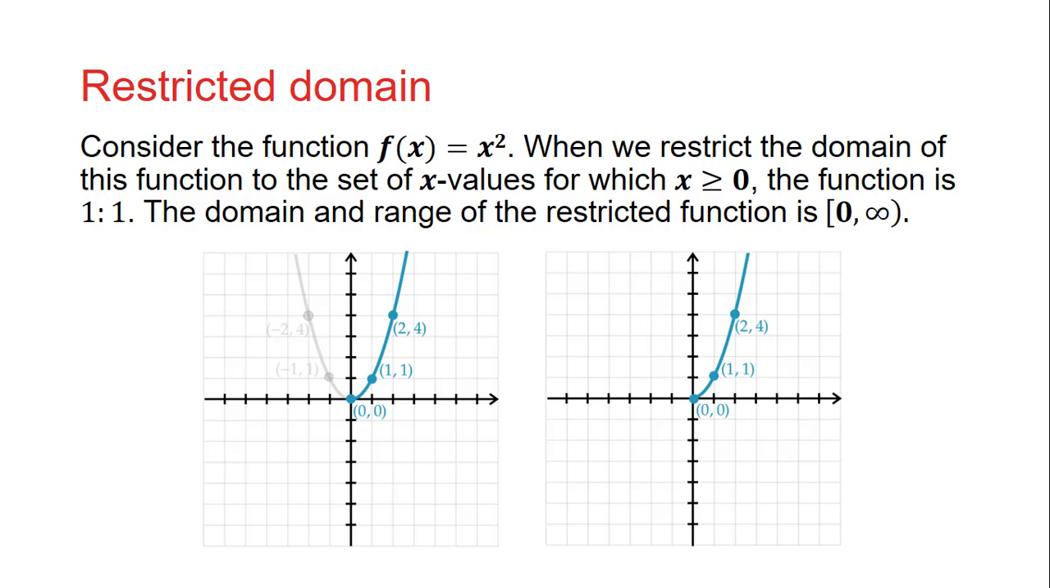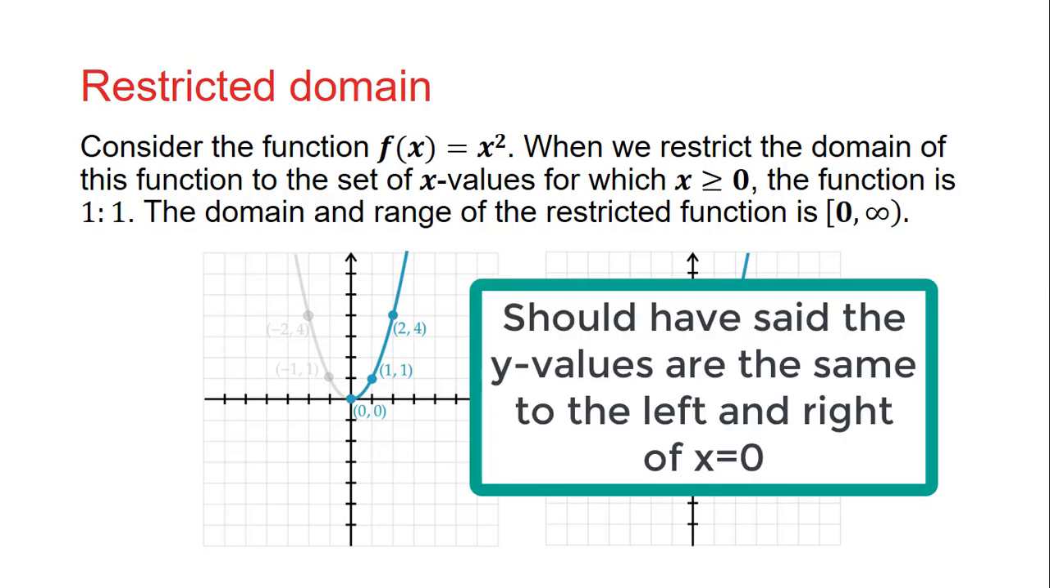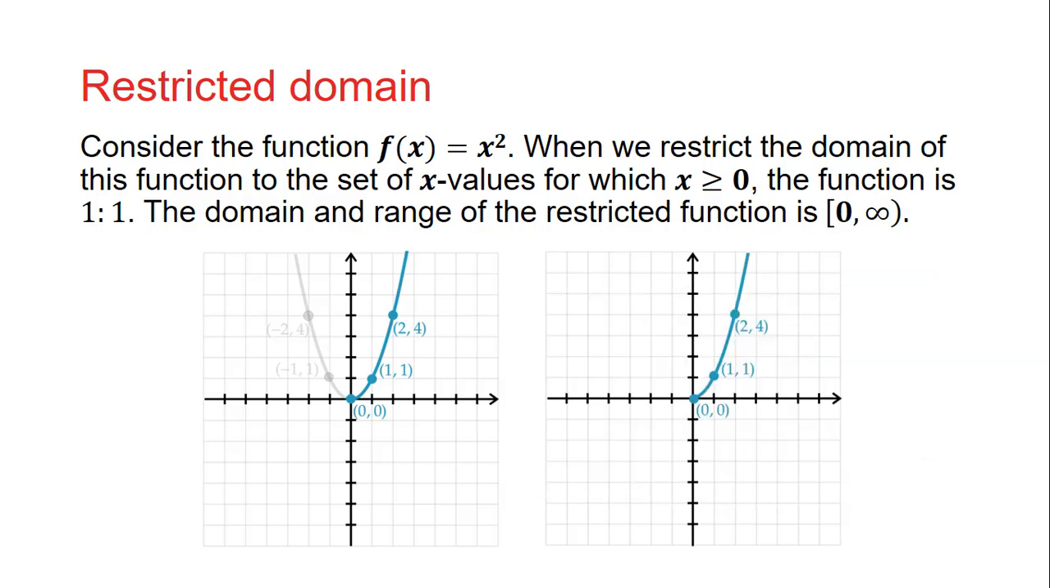We've already seen earlier that this did not pass the horizontal line test. It is not a one-to-one function. But because the x values to the right of 0 and to the left of 0 are identical, we can actually restrict the domain of this function to the set of x values for which just x is greater than or equal to 0. And when we do that, we get a function that is one-to-one on that restricted domain.